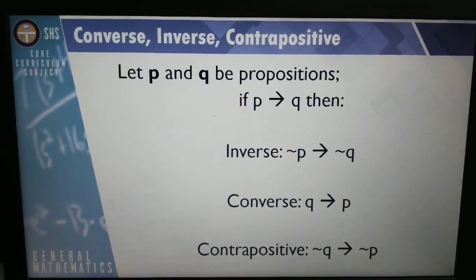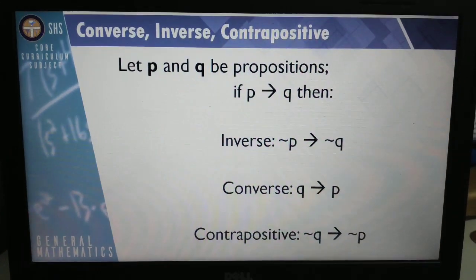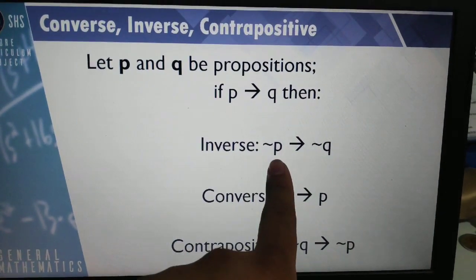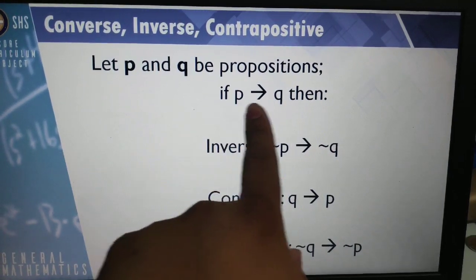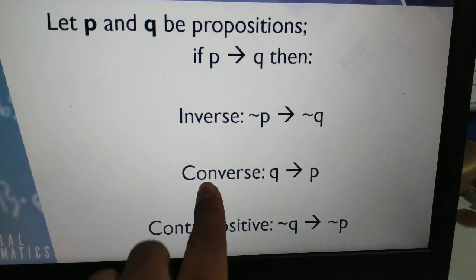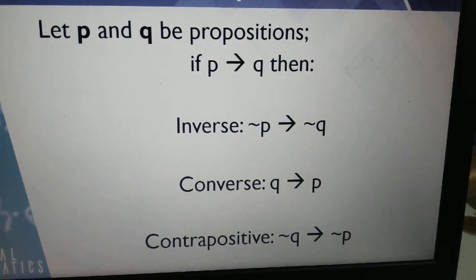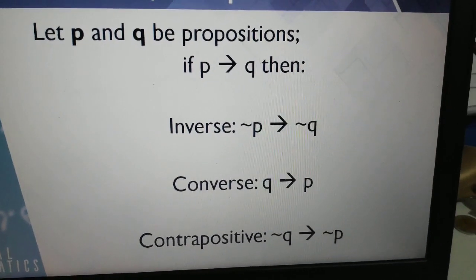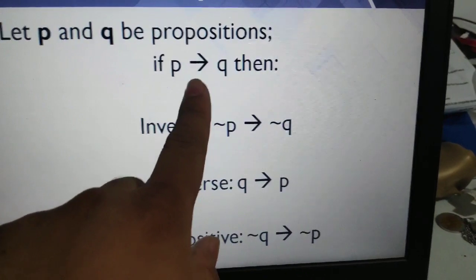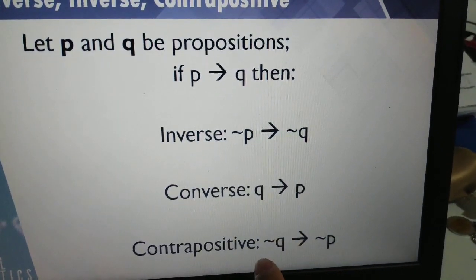Let's say you have two propositions P and Q. If we have the conditional statement P to Q, then the inverse would be negating statement P and negating statement Q. Now, for the converse, you are just going to flip the two statements. And for the contrapositive, from the original conditional statement, you will flip the two statements and then negate them.